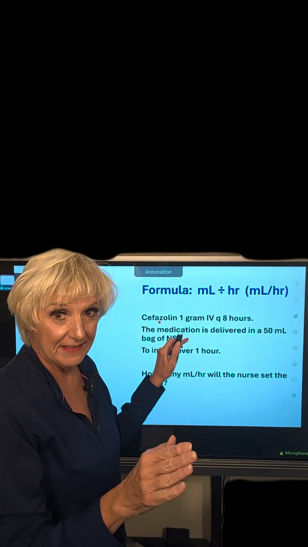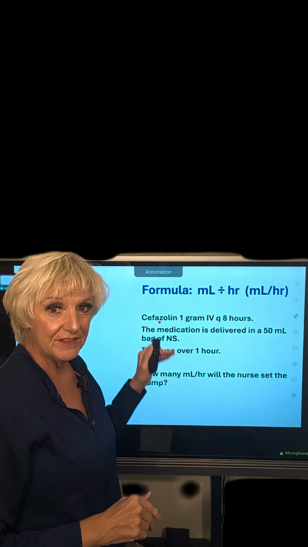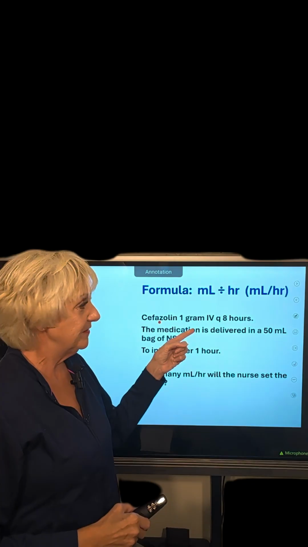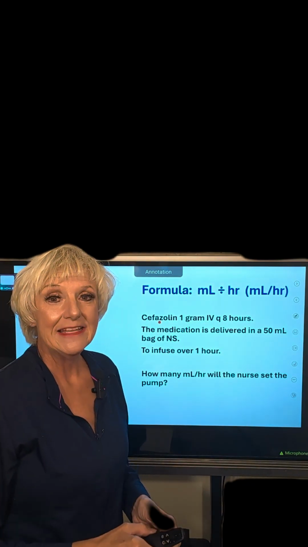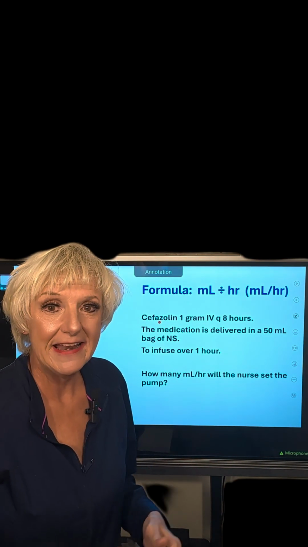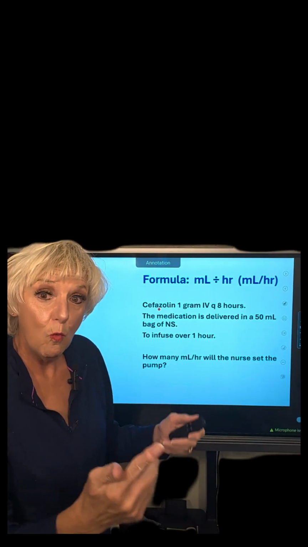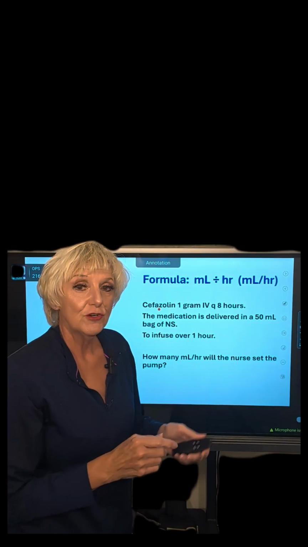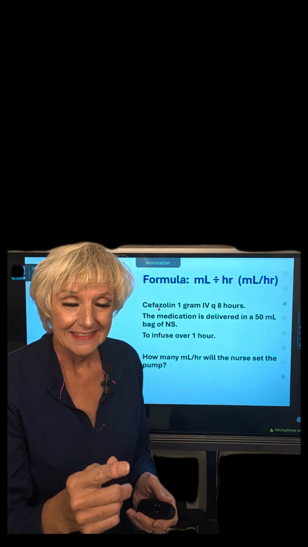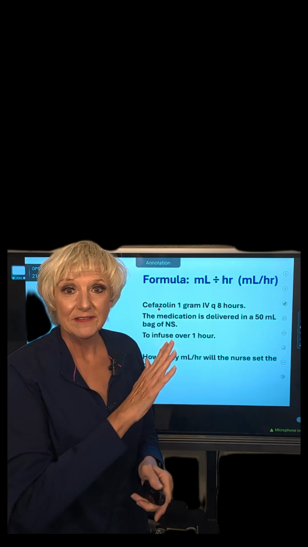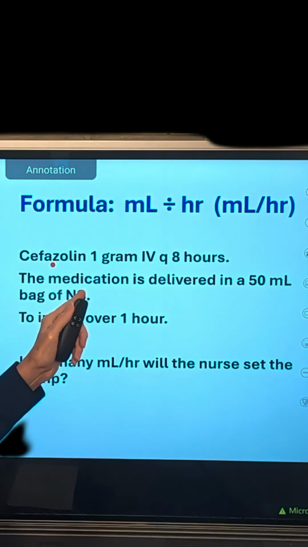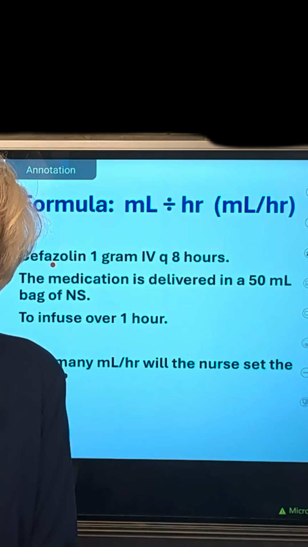Now let's understand that. That means the doctor wants the patient to get cefazolin, which is an antibiotic. He wants them to get 1 gram. He wants them to get it IV, and he wants them to have it every 8 hours, which means 3 times a day, spaced 8 hours apart. So when you walk in there with that bag of cefazolin, 1 gram, to give it IV, you're going to walk in there and hang it 3 different times a day, spaced 8 hours apart. That's all that means.